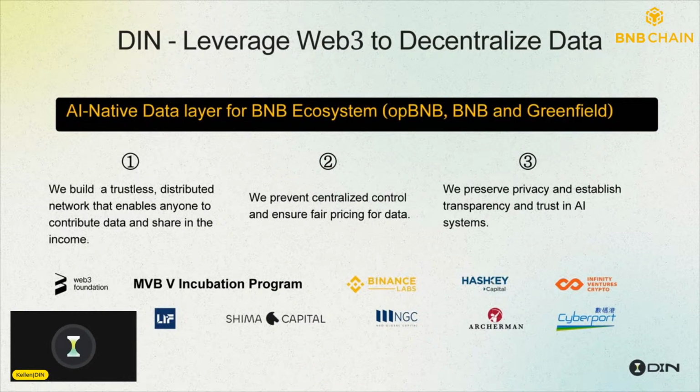So how does Dean solve these challenges? Well, Dean is here to address all the problems we mentioned before. We are the AI native data layer for the BNB ecosystem, building a trustless distributed network that enables anyone to contribute data and share in the income it generates. We integrate decentralized solutions that allow AI agents to work across all environments easily and fluidly. So with Dean, we eliminate the risks of centralized control and ensure that data pricing is fair and transparent.